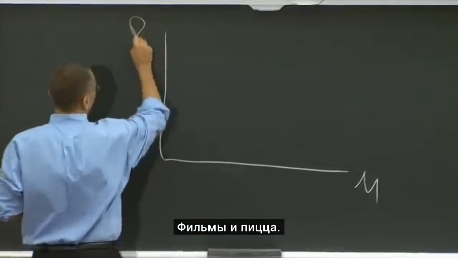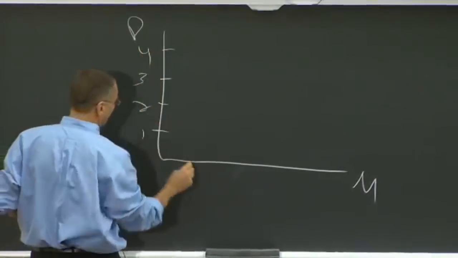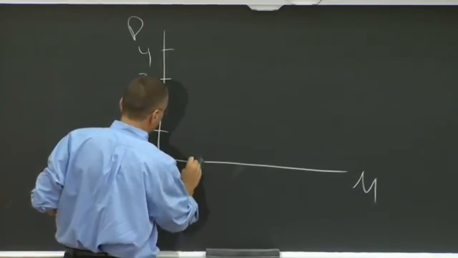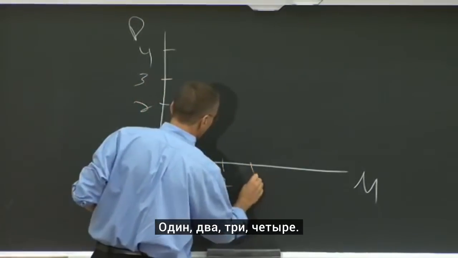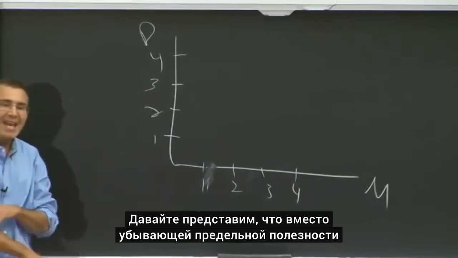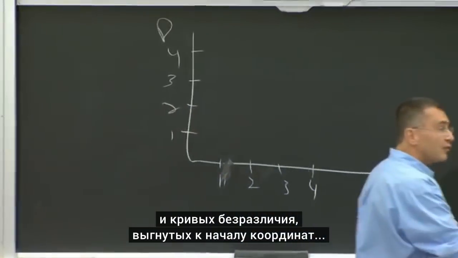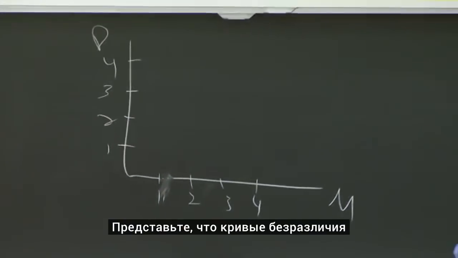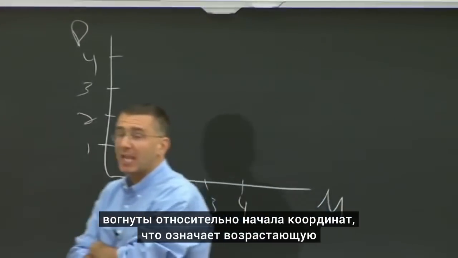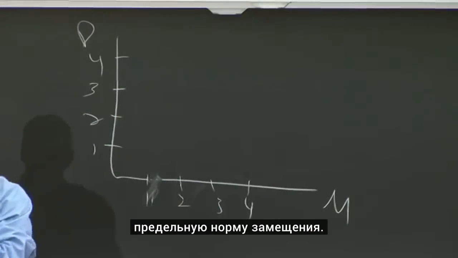Movies and pizza, and let's go 1, 2, 3, 4. 1, 2, 3, 4. Okay? Now let's imagine that instead of diminishing marginal utility, and instead of indifference curves being convex to the origin, imagine if indifference curves were concave to the origin, which is what increasing marginal rate of substitution would imply.